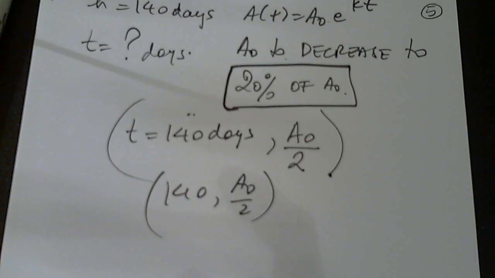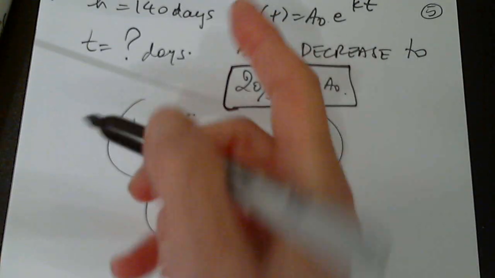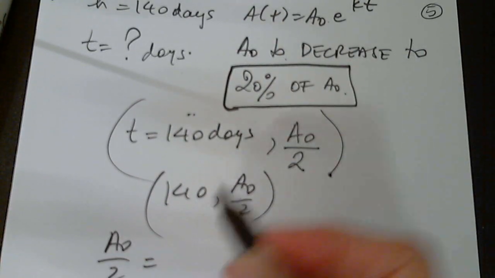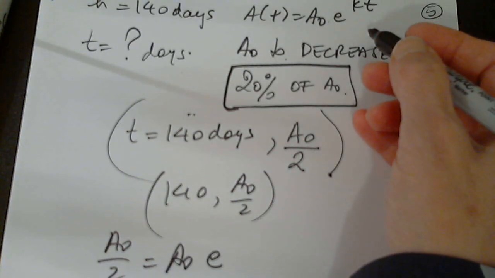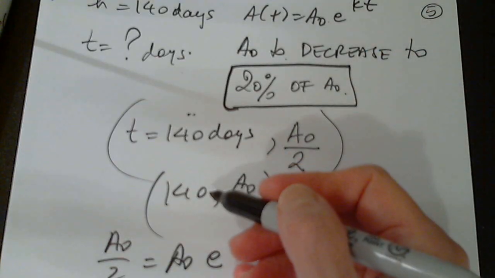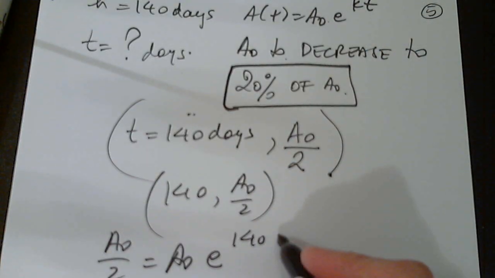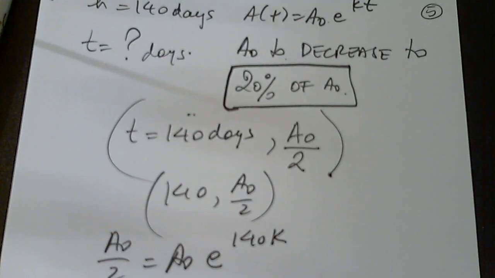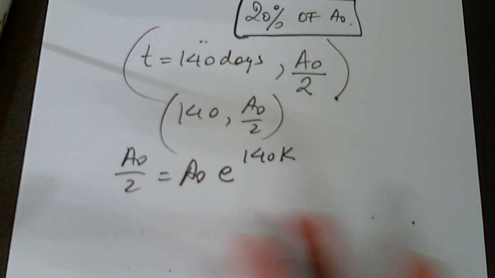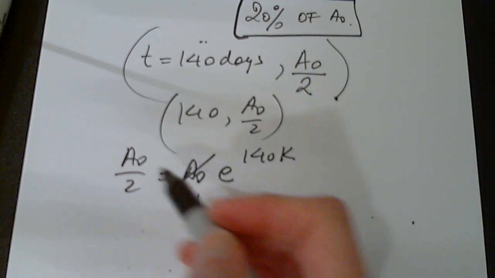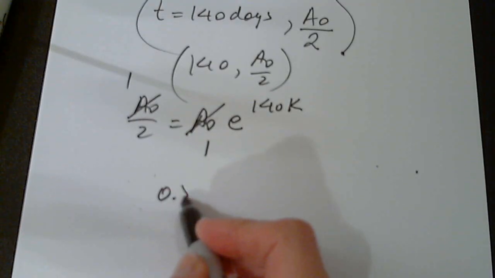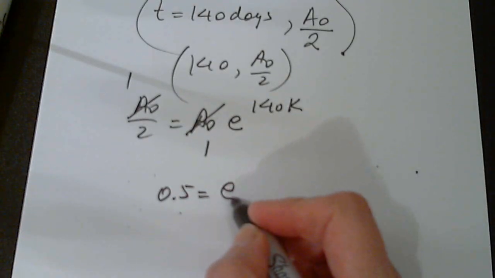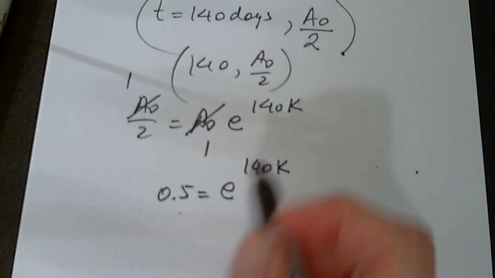So let's plug it in. A0 over 2, which is A of t, equals A0 e to the k, which we do not have, times t, which is 140. So e to the 140k. And you can say now you have two variables. Not at all. I simplify both sides by A0. So the left-hand side is 0.5. The right-hand side is e to the 140k.